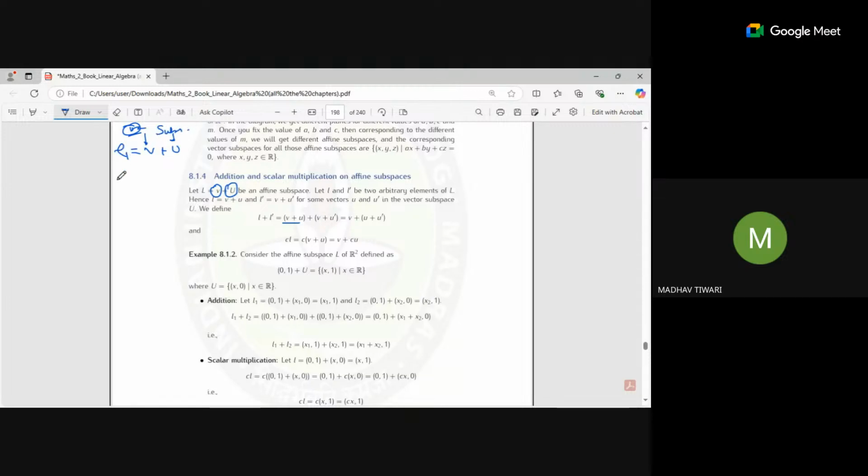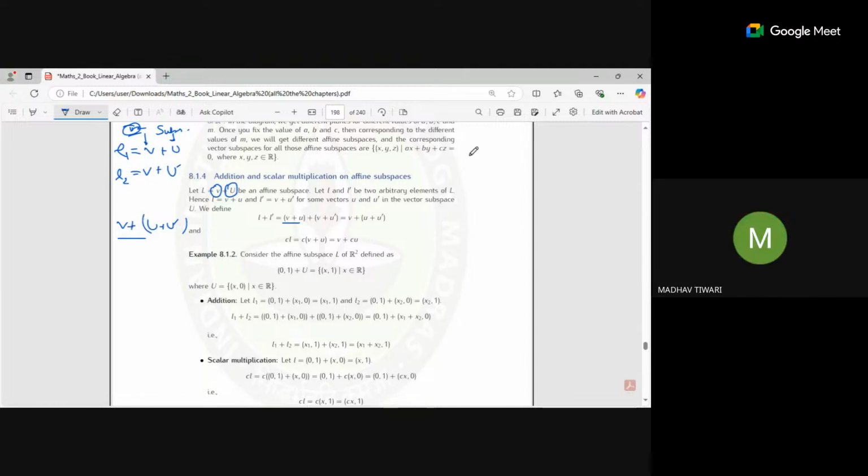Next, this was my point L1. This vector is my L2, and I want to add them. The same translatory point we are going to use, and I am going to add, suppose, u dash. So what will be their addition? We are not going to add the translatory point; we are just going to add the subspace parts. So their addition will be u plus u dash, and only once we give this translatory vector. Can you show some examples, sir?